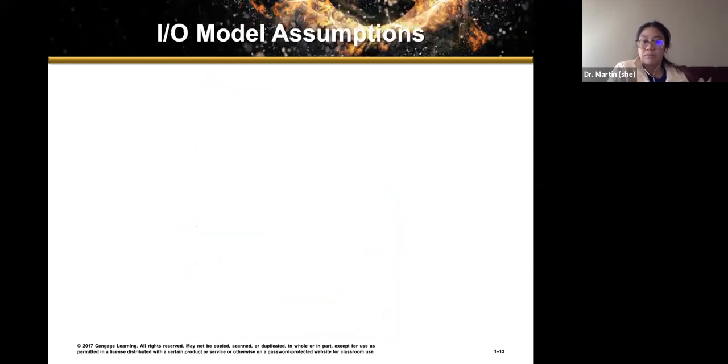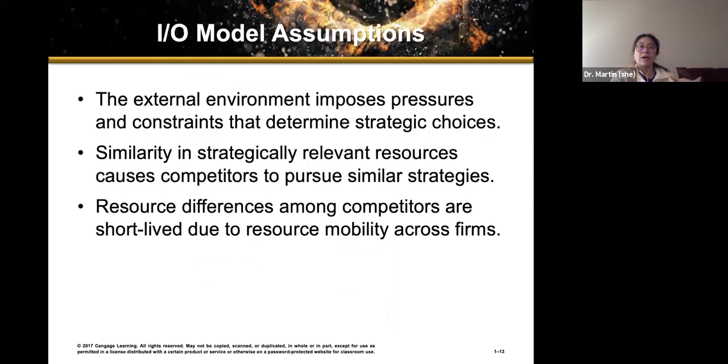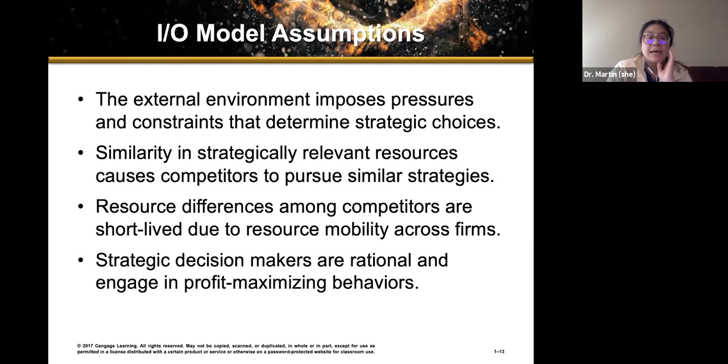Okay. So, what's in this IO model? You're saying that the external environment has certain pressures and constraints that determine what kind of strategic choices you're making. And similarly, strategically relevant resources cause competitors to pursue similar strategies. Resource differences among competitors are short lived due to resource mobility across firms. What this all means is that when you're looking at an industry, it starts to coalesce into something where a lot of the strategies look the same, and you want a strategy that doesn't look like other people's.